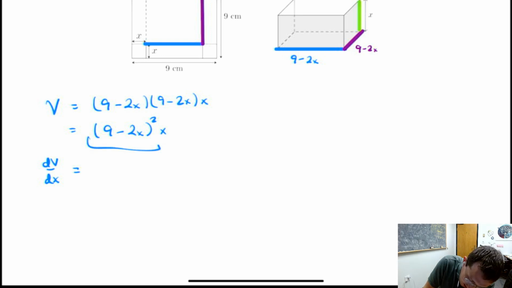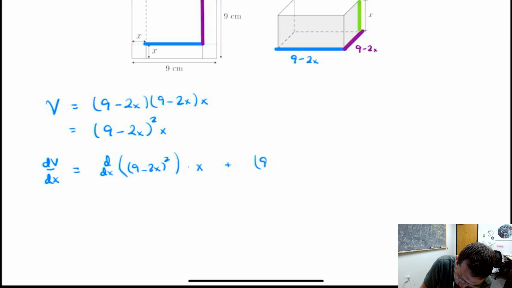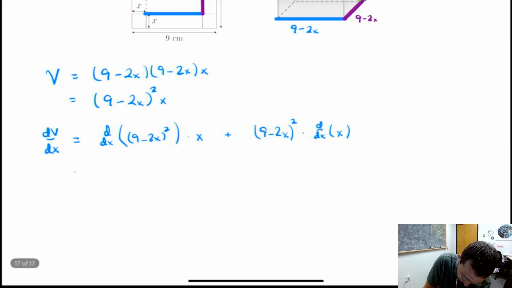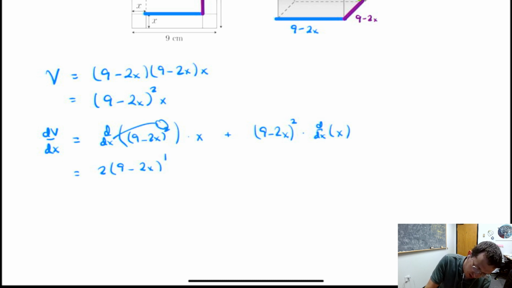So the product rule says I should differentiate the first term and multiply that by x, and then I should leave the 9 minus 2x squared alone and differentiate the x. That was the product rule. Now how do I differentiate this? Using the chain rule, I get 2 times 9 minus 2x. That's the power rule. I'm pulling the 2 down and dropping the exponent to 1. But then I also multiply by the derivative of the inside function, which is negative 2.